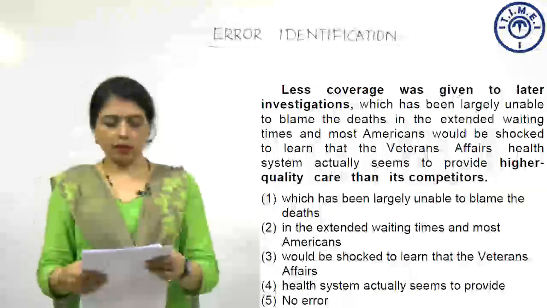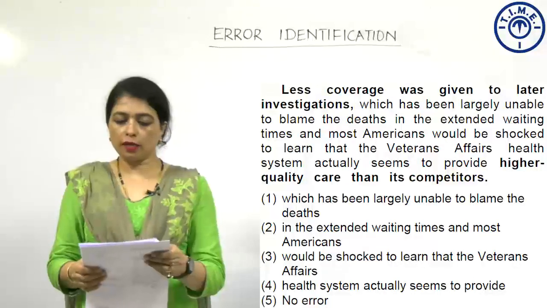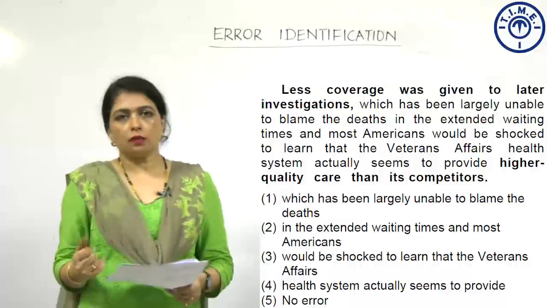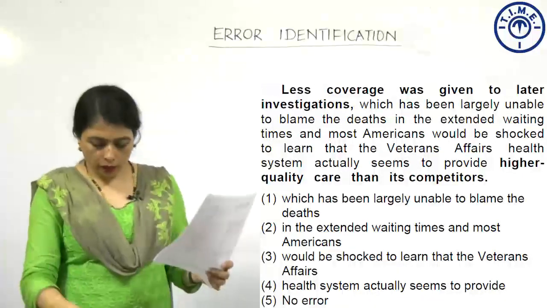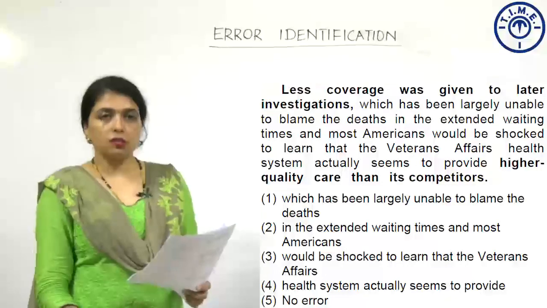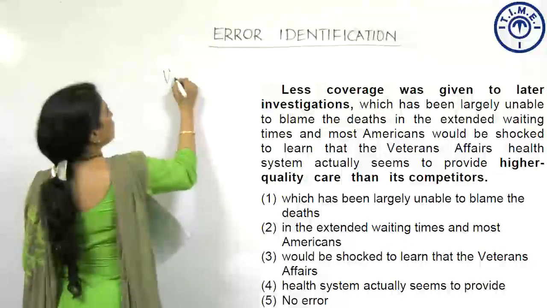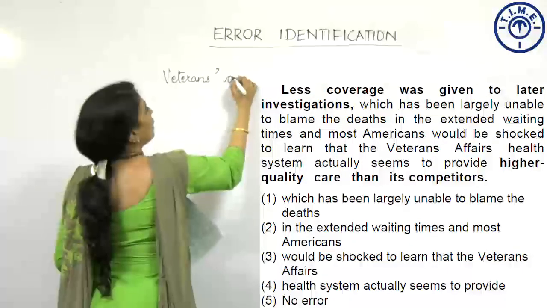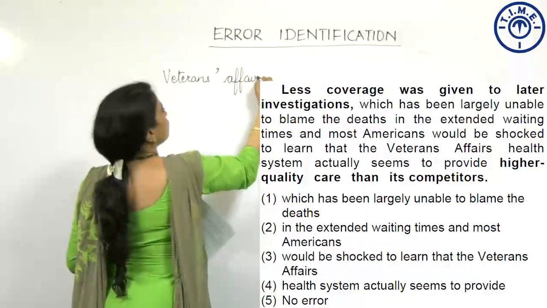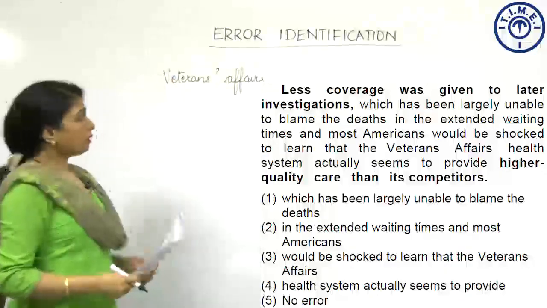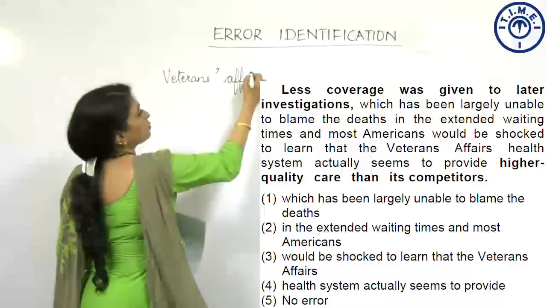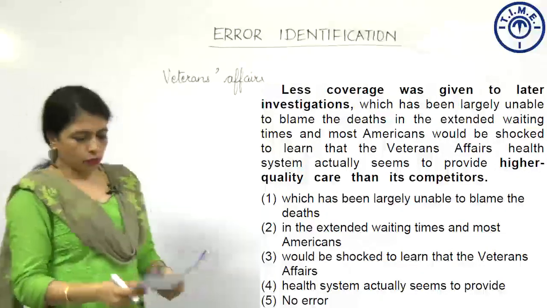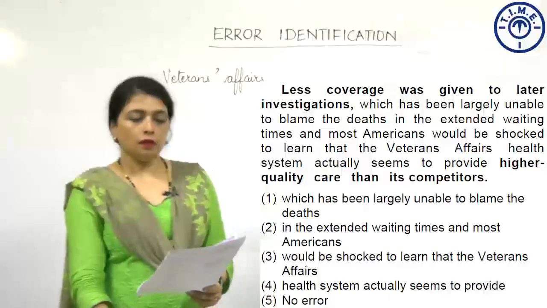We move on to the next one here. Would be shocked to learn that the Veterans Affairs. I think this error is similar to the one we just came across in the previous question, where the apostrophe is missing. Because it is talking about affairs related to veterans, it should be veterans' affairs and not just veterans without the apostrophe. That means affairs that relate to many veterans. Fine. So, this part also has an error.